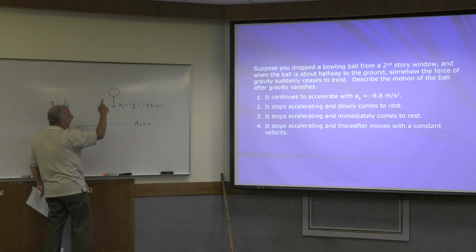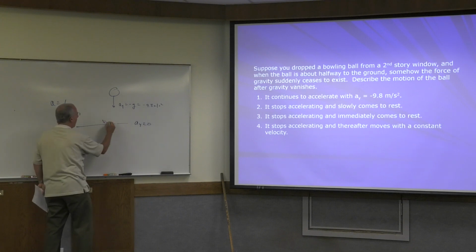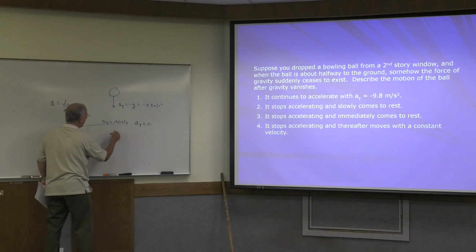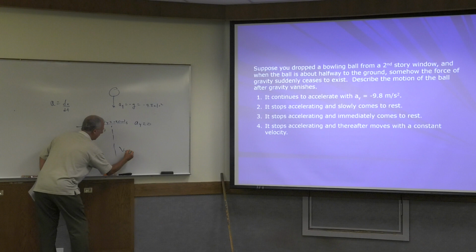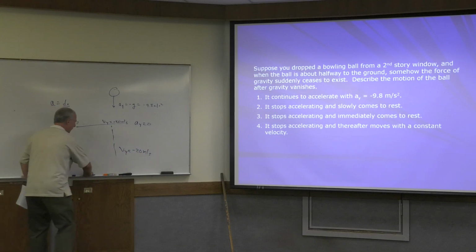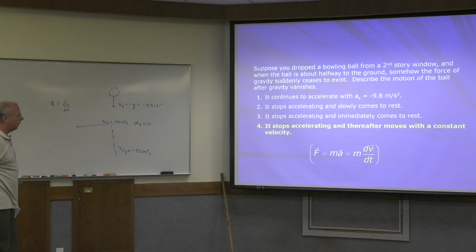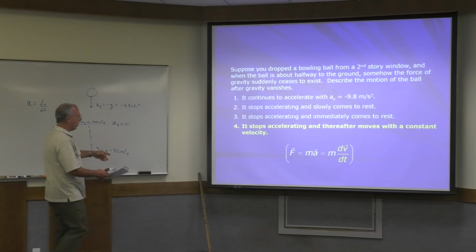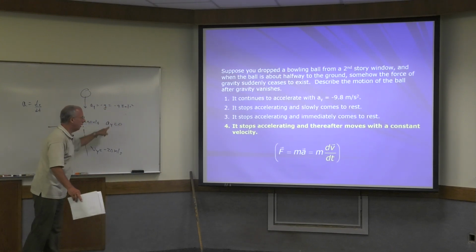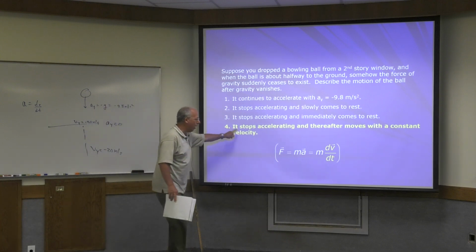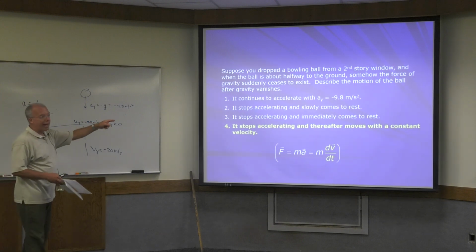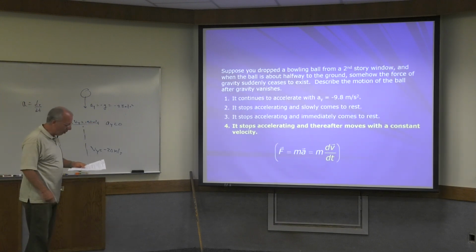So let's just say, I'm just making this up, that v_y was minus 20 meters per second right here, where a_y is 0. That means it's going to stay minus 20 meters per second, right? Because nothing is changing. So the answer is 4. It stops accelerating because there's no longer force of gravity, so it stops accelerating and then moves with a constant velocity. Constant velocity. Make sure you understand that. Pretty important.